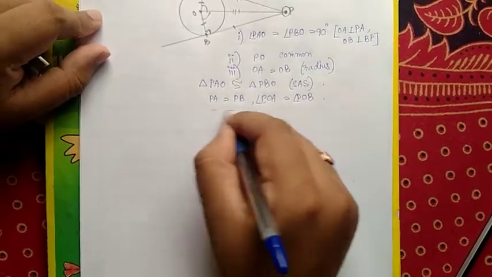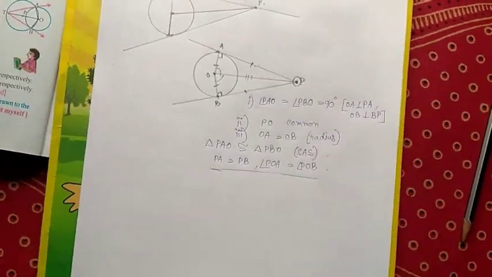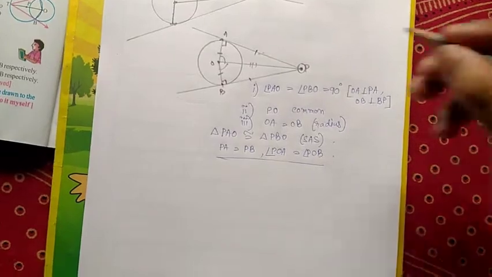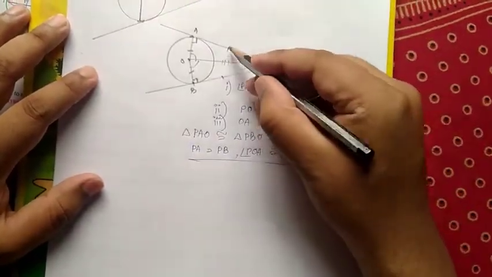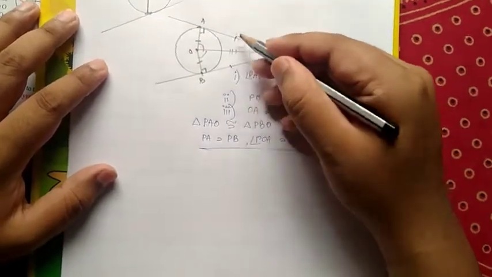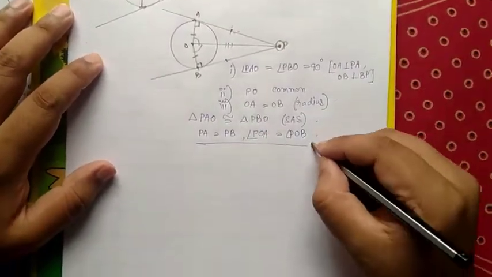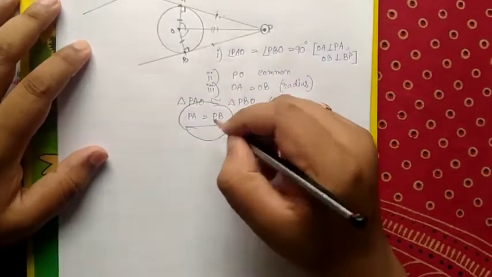So from this theorem we can also say that from any outside point we can draw only two tangents, and the lengths of these two tangents are always equal. We can prove that through this theorem 41.